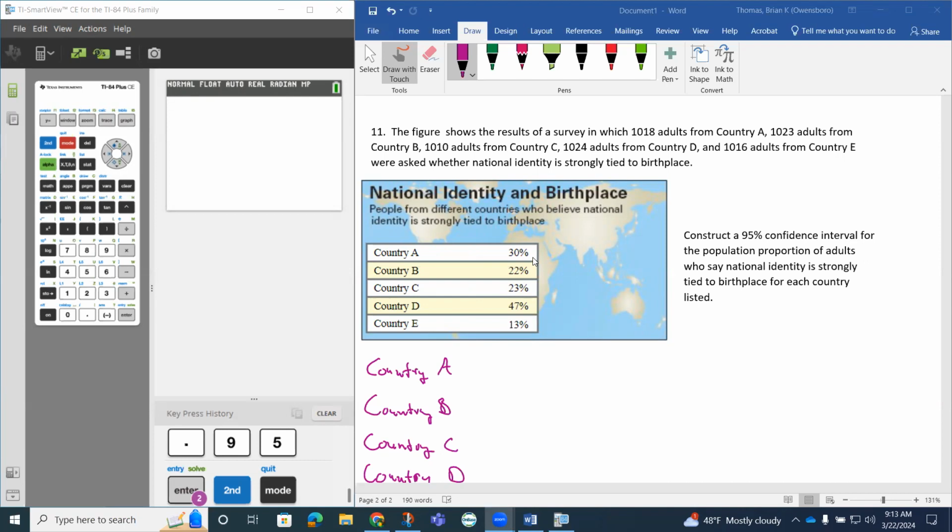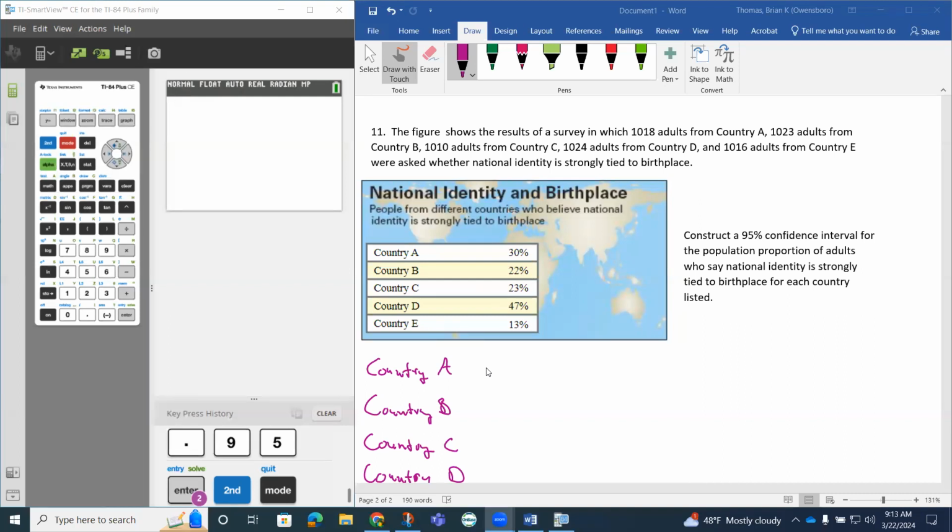So what we want to do is figure out how confident we are, since this is from the sample though. If we look up here for country A, 1,018 adults were surveyed. So that doesn't represent the whole country. This is just a sampling of the population. So what we're trying to figure out is how confident are we with respect to the population? And so what we want to do is create a confidence interval of what percent it's going to fall in.